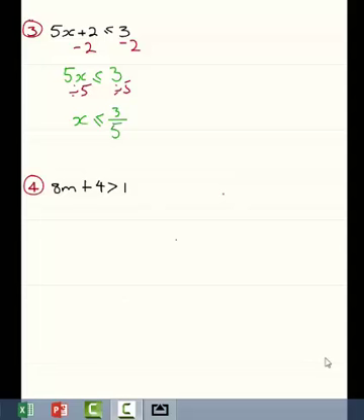Same deal with the next one. 8m plus 4 is greater than 1. So I'm going to skip out the red writing now. We're just going to do the steps that you guys should be getting comfortable with doing. Subtracting 4 from both sides. So 8m is greater than negative 3. And then we need to divide by 8. So m is greater than negative 3 over 8.